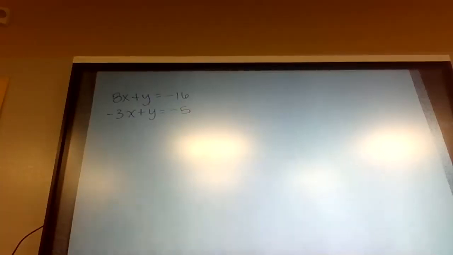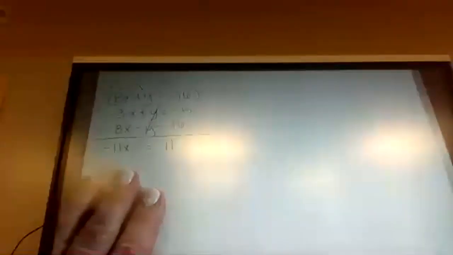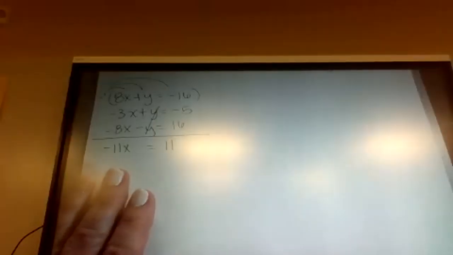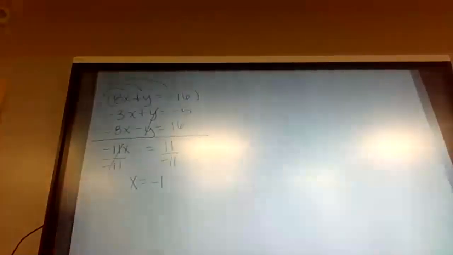Okay. We good? All right. So, what did you have to do here? So, the top and bottom one times 1. y equals 16. So then you get a negative 11x equals 11. And then what do I need to do? Divide by negative 11. X equals negative 1. Okay.